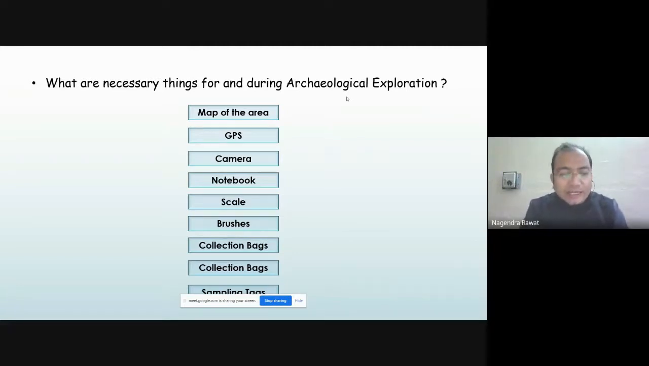And one more thing, I was inspired by the book of Mortimer Wheeler. Mortimer Wheeler wrote a book named Archaeology from the Earth. I think many of you know this famous book. But now it is time for doing archaeology not just from the earth, but from your village or your area. So please keep doing archaeological exploration from your village.